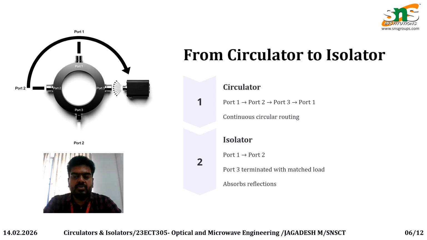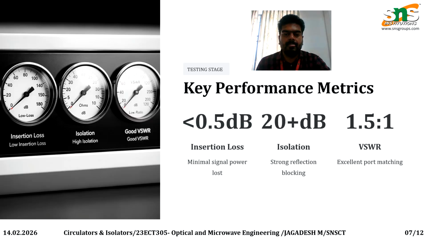From circulator to isolator: in a circulator, port 1 goes to port 2, port 2 to port 3, and port 3 to port 1, giving continuous circular routing. In an isolator, port 1 goes to port 2, and port 3 is terminated with a matched load that absorbs reflection. This is the difference between the circulator and the isolator. There are three ports in the circulator and two ports in the isolator, where the third port is terminated, so the reflection is absorbed.